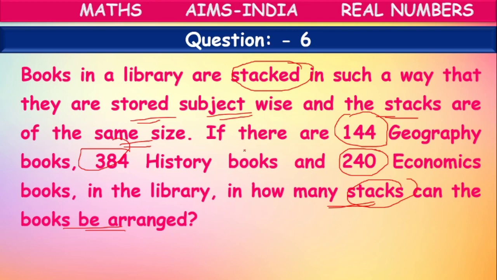Number of stacks may be different. Geography may be arranged in 4 lines, economics may be arranged in 6 lines, like that. Number of stacks may be different, but the number of books in one stack is equal to the other. So like that they have arranged. So we have to find the number of stacks. So we have to find the HCF first, HCF of the given numbers.